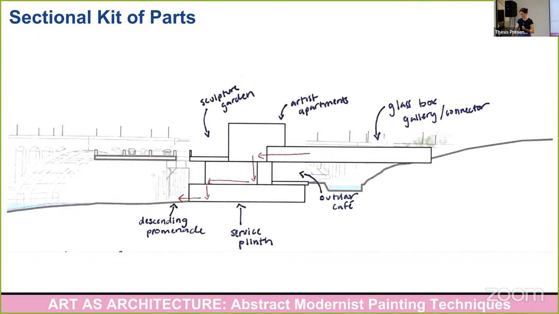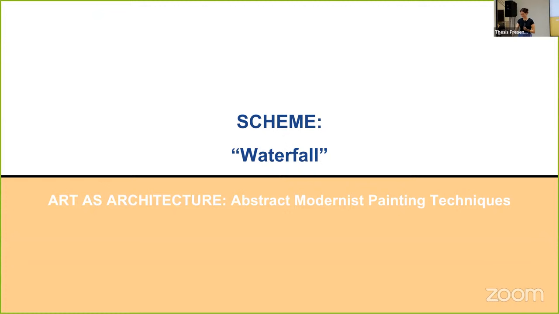These are some of the moments that were important to include in the design based on both the site and Rothko analysis, including a sculpture garden, artist apartments, a glass bridge, outdoor cafe, and again, the descending public promenade sequence. So now I'm going to go over the final design, and then I'll go back and explain the Rothko analysis that guided the experience of some of these key moments in the public promenade.